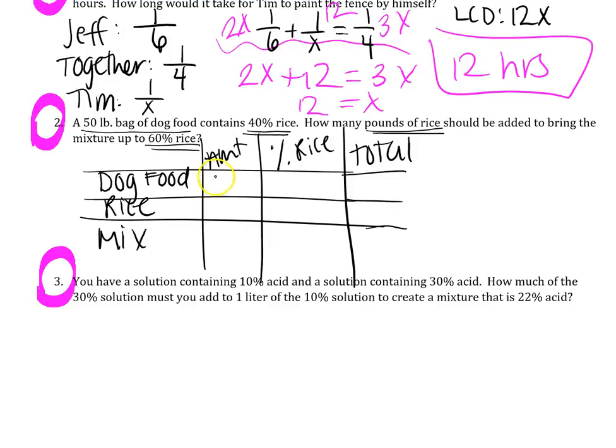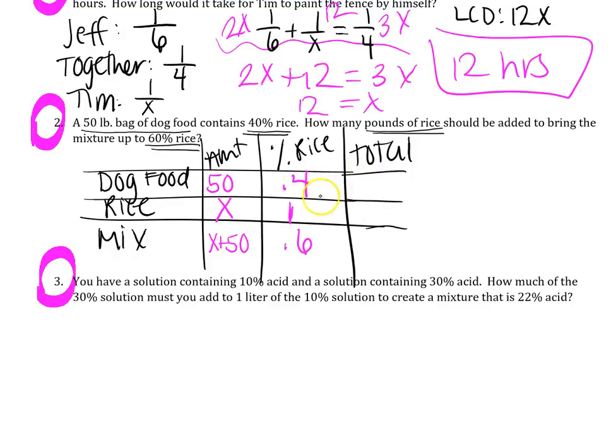All right, so we have 50 pounds of dog food. That is 40% rice. How many pounds of rice, so this is unknown, needs to be added to bring the mixture up to 60%? Now I have a couple blanks to fill in. Rice is technically 100% rice, right? Like it's pure rice. So this would be 100%, so 1. If I had 50 pounds and I added X more, I would have X plus 50 as my grand total of pounds for my dog food.